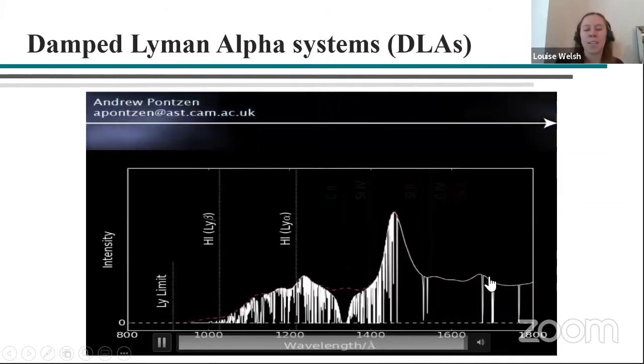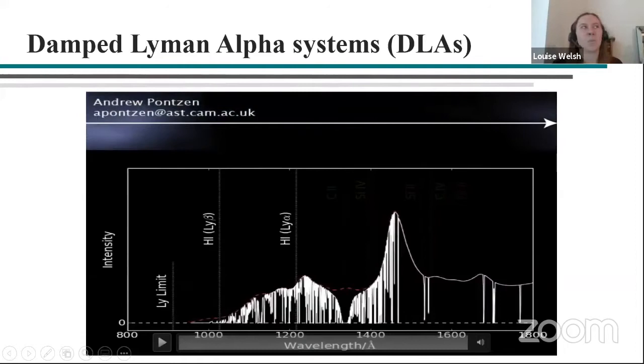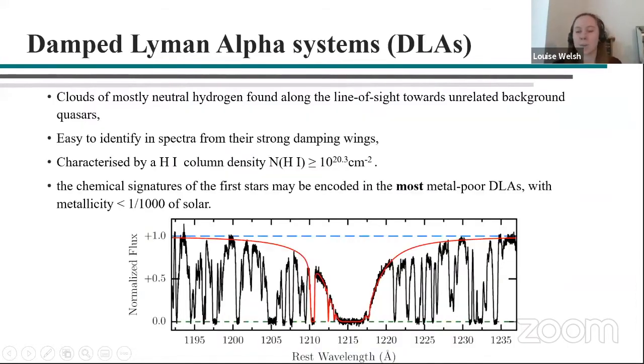And so this is a really key technique that we can use to look at the chemical composition of gas in the redshift interval between 2 and 3, typically because this is when these objects are most easily studied. And so the DLAs themselves are quite easy to identify by these damped wings.